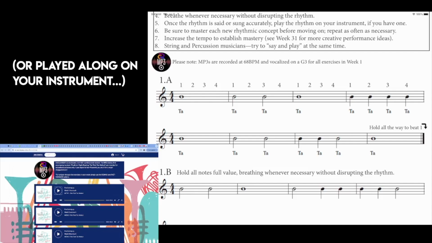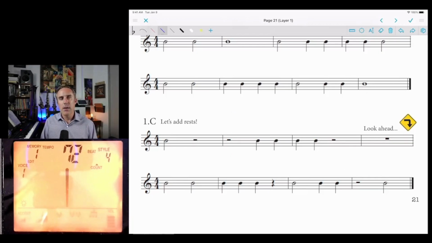If you sang along with me that time and got it right for a second time, you would move on to 1B, 1C, 1D, so forth and so on. So for every exercise that you get right, you move on to the next exercise. This is how the scaffolding works and is intended to work in the book. All right, we're going to try one more exercise in week 1 for this video.